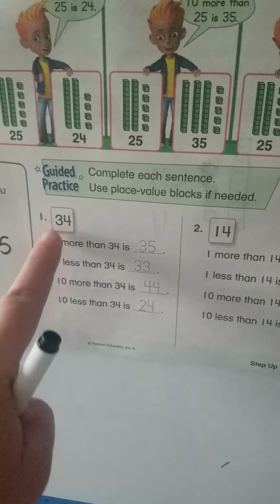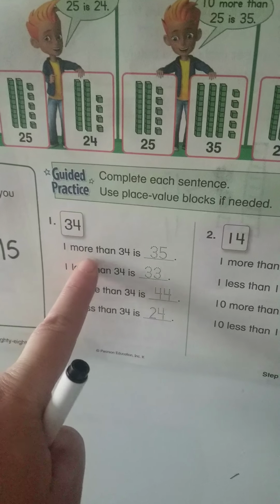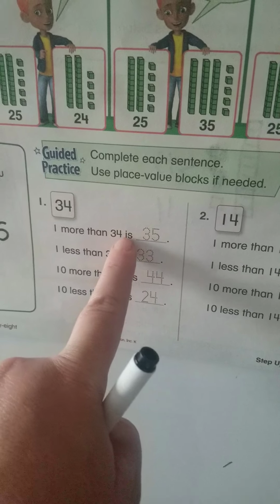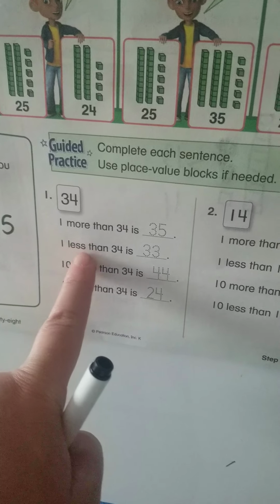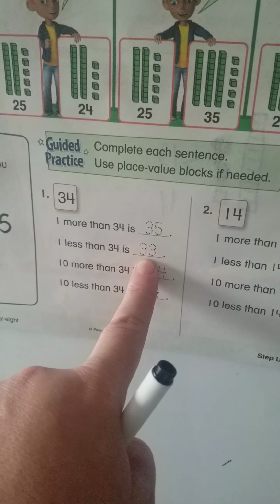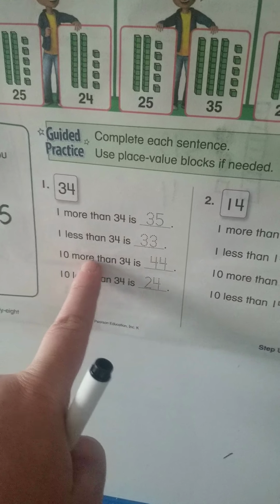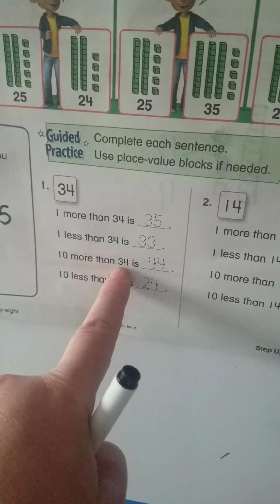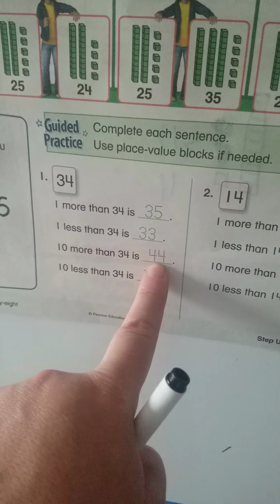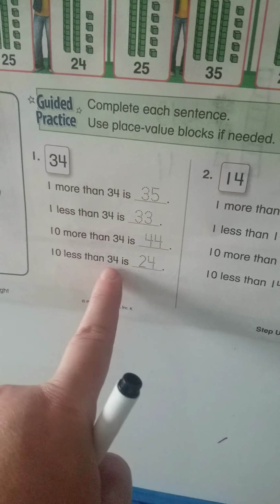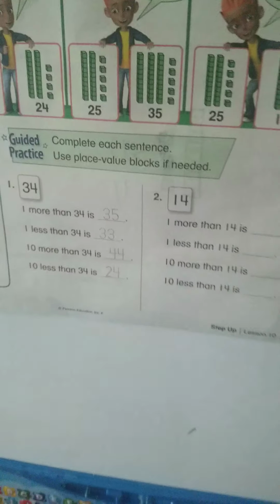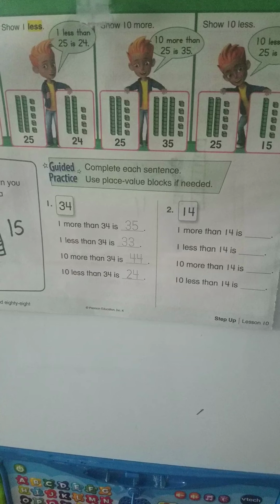Let's see. 34. One more than 34 is 35, right? We just add 1 to the ones place. 1 less than 34, we take 1 away from the 4, we get 33. 10 more than 34, we add a 1 to the tens place. 34 plus 10 is 44. 10 less than 34, we take 1 away from the 3. 34 minus 10 is 24. Okay, I think we'll be able to do it.